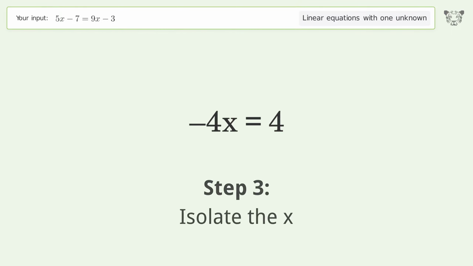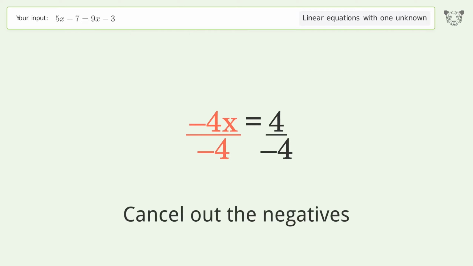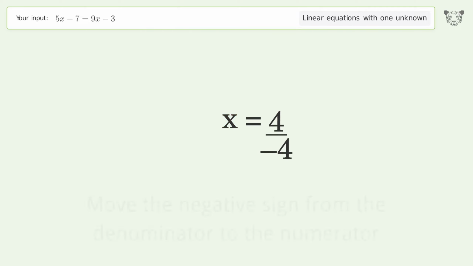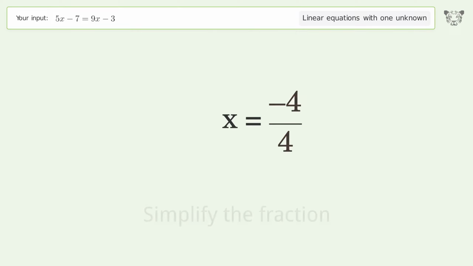Isolate the x. Divide both sides by -4. Cancel out the negatives. Simplify the fraction. Move the negative sign from the denominator to the numerator. Simplify the fraction. And so the final result is x equals -1.